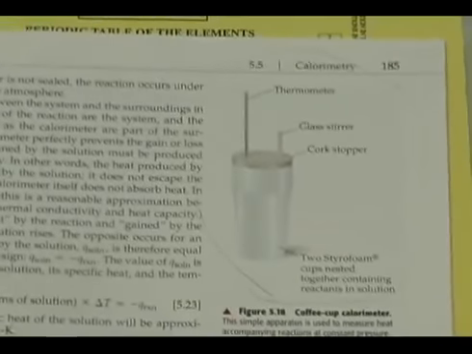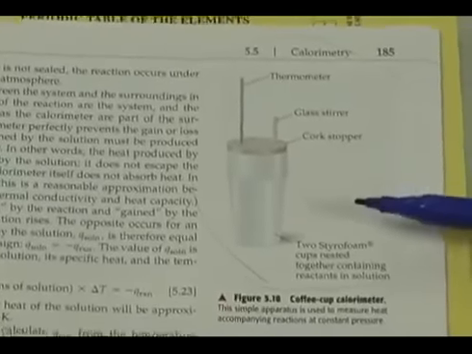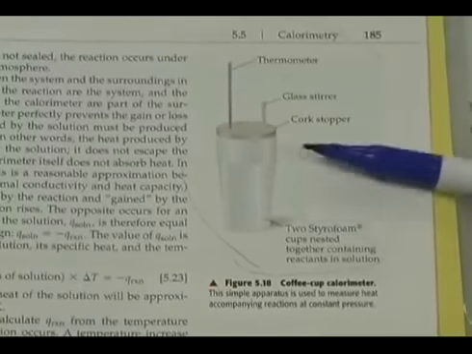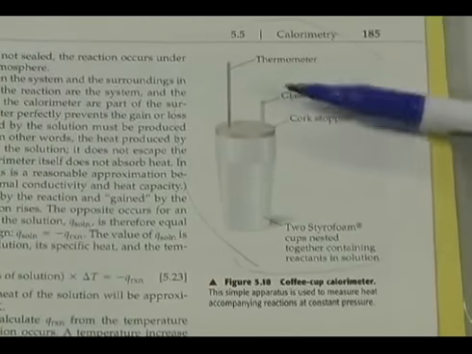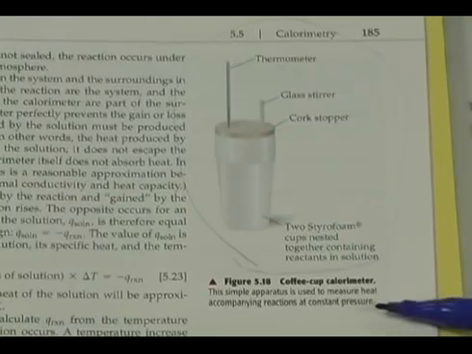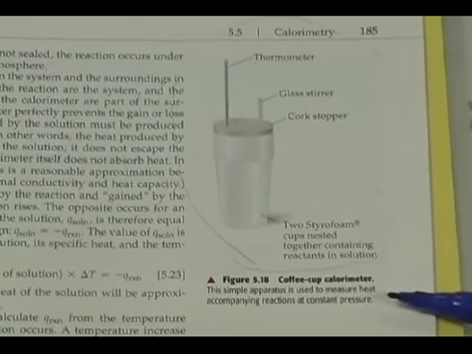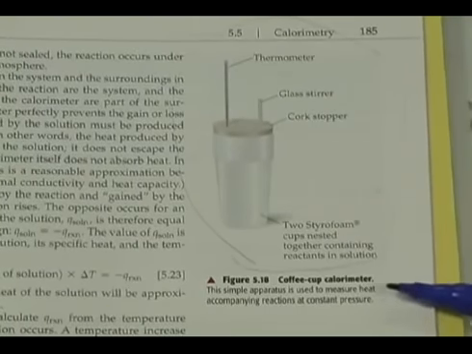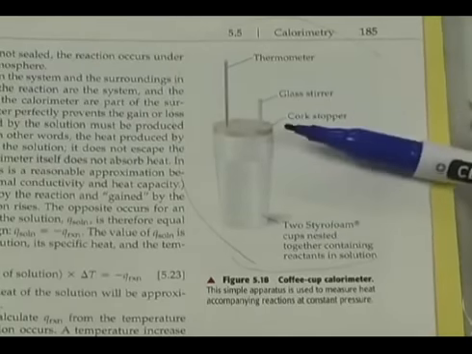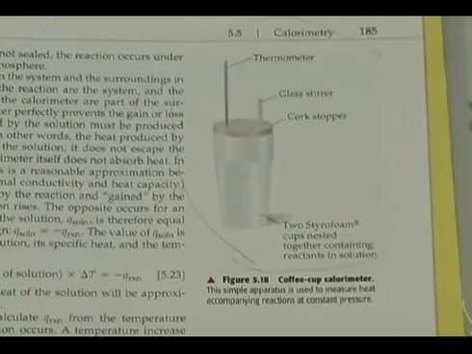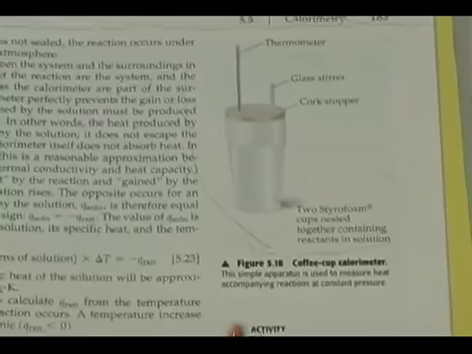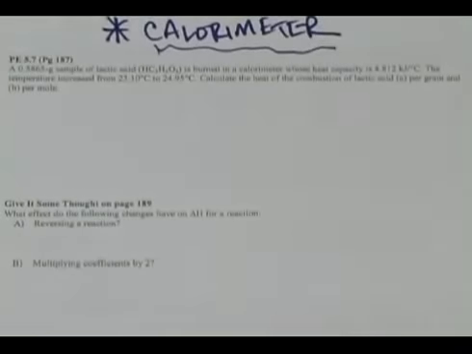In your book, on page 185, there's a picture of a coffee cup calorimeter. And in here, it's simply two styrofoam cups nested together, a stirrer, and a thermometer. This simple apparatus is used to measure heat accompanying reactions that are at constant pressure. Since the cup is pretty much open to the atmosphere, as long as you're not going to do something super duper explosive and change the pressure in the room, you're going to be at constant pressure, and therefore you can calculate the enthalpy change of a reaction by using a simple coffee cup calorimeter like this.